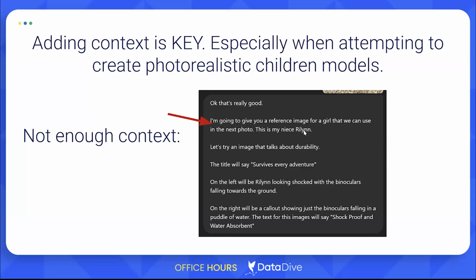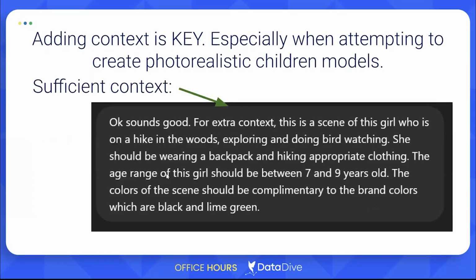And the issue that I was running into was that I'm basically saying, okay, I want a photo of a girl and she's dropping binoculars. And so this doesn't have enough context. What is enough context is I say, okay, for extra context, this is a scene of a girl who is on a hike in the woods, exploring and doing bird watching. She should be wearing a backpack and hiking appropriate clothing. The age range of this girl should be between 7 to 9 years old. And then I'm talking about what I want this scene to look like.